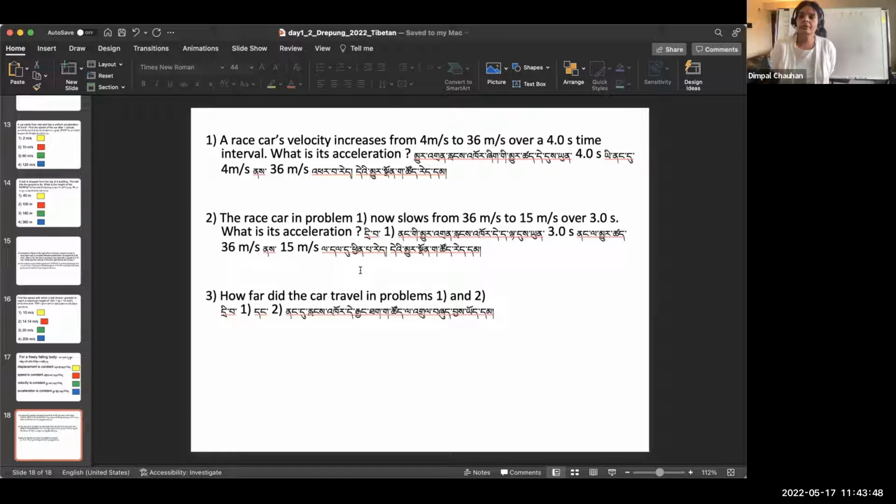Okay, so what's the answer for problem 1? What is the acceleration? 8 meter per second square. Is everyone getting this? Every group is getting this answer? 8 meter per second square.